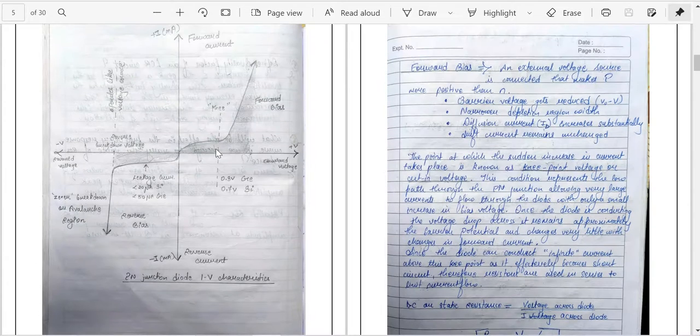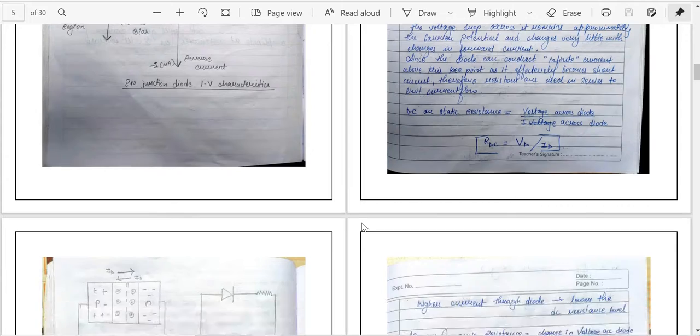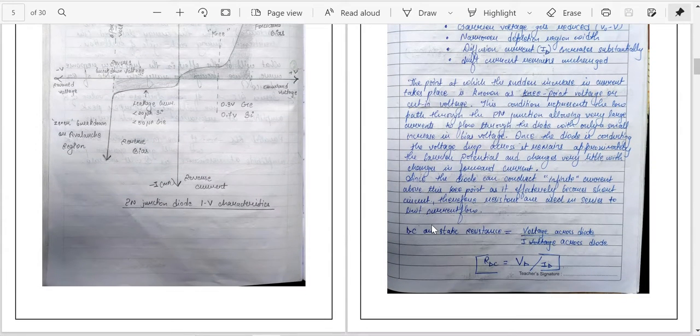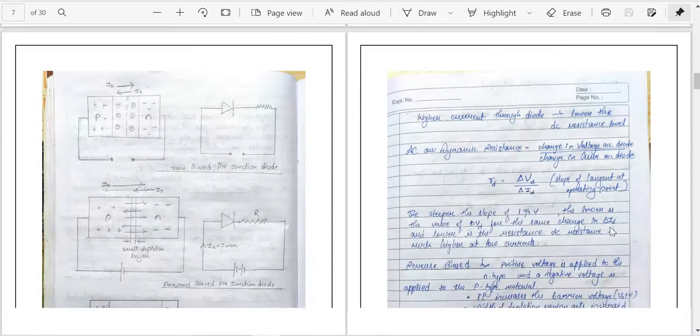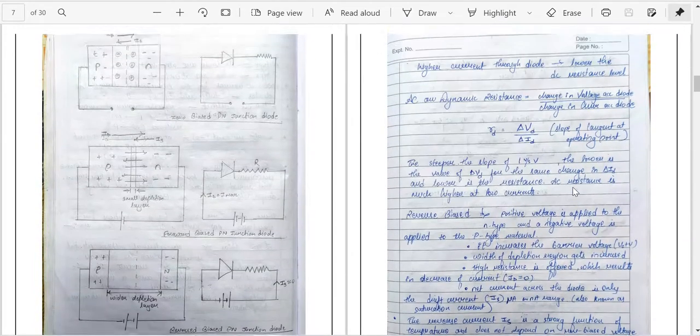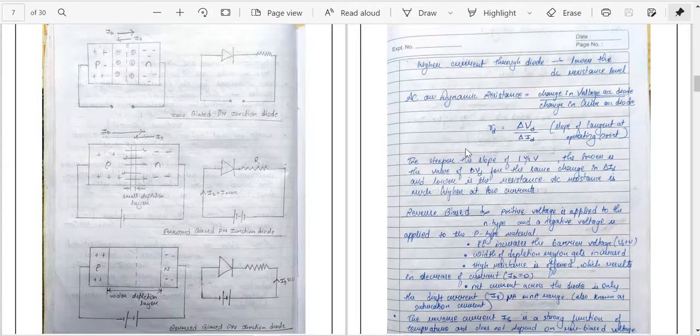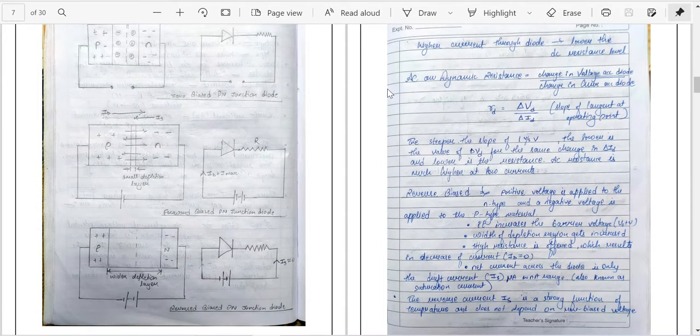And the current flowing is the diffusion current, and it is in the order of milliampere. We'll look at it, and we can define two terms here. Static resistance is the voltage across the diode divided by the current across the diode. Here, the higher the current through the diode, the lower the DC resistance level.